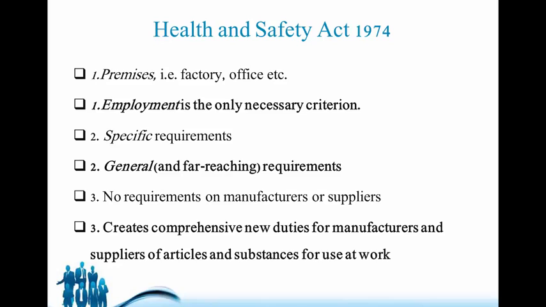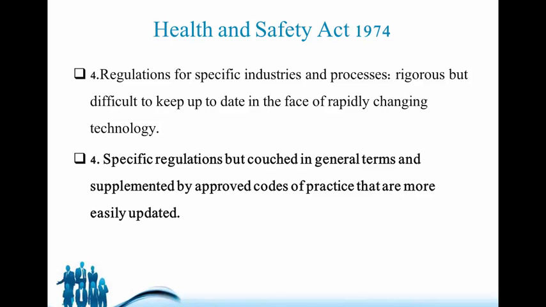Point number 3 is there were no requirements on manufacturers or suppliers before 1974. But the 1974 Act introduced comprehensive new duties for manufacturers and suppliers of articles and substances for use at work. Point number 4 is old legislation covered regulations for specific industries and processes, but new legislation is focused on regulations which are in general terms and easily updatable.